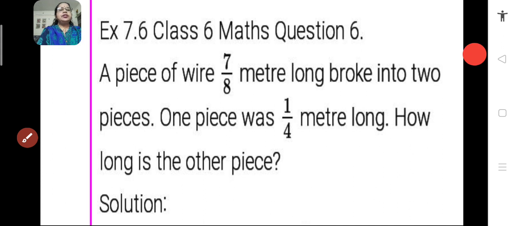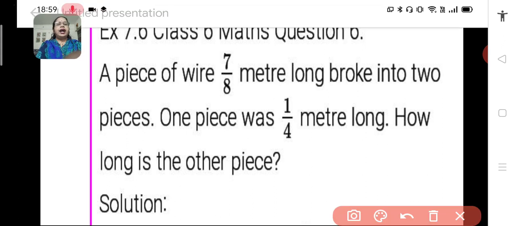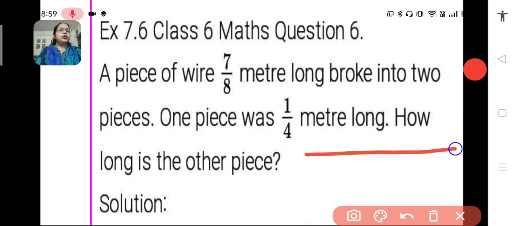Problem number 6. A piece of wire 7 upon 8 meter long broke into two pieces. One piece was 1 upon 4 meter long. How long is the other piece? So, we have a wire, suppose this is the wire which is of length 7 upon 8. Okay, it broke into two pieces. One piece was 1 upon 4. Suppose this piece is 1 upon 4. So, what is the length of the other piece?